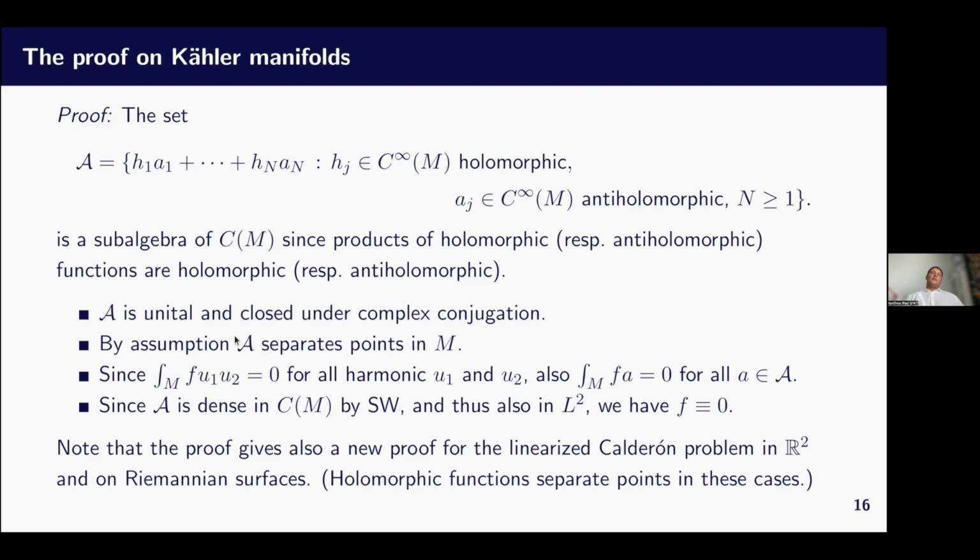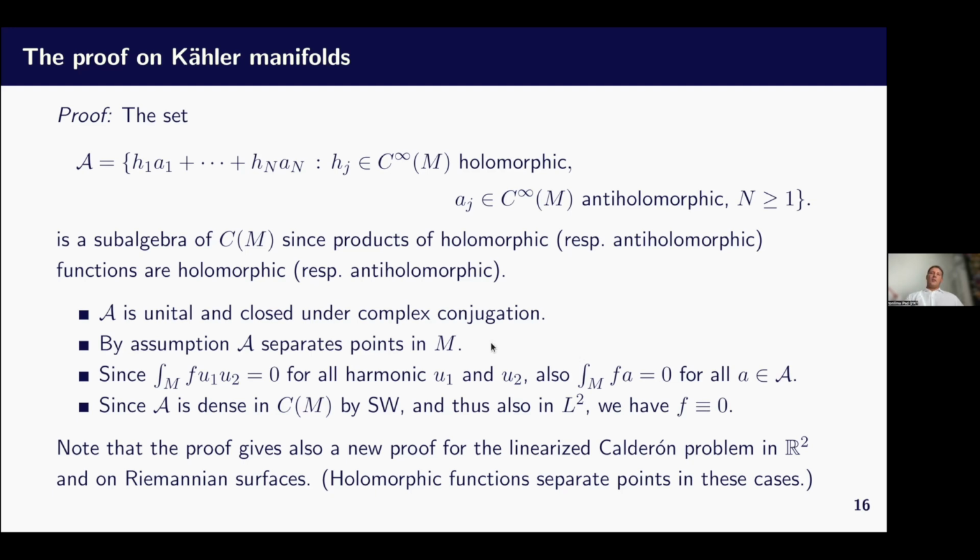And now the starting point of the main assumption of the theorem was that the function f integrates to 0 against all products of harmonic functions. But note now that holomorphic functions are harmonic as well as anti-holomorphic functions. So it means that f integrates to 0 against all elements in A.